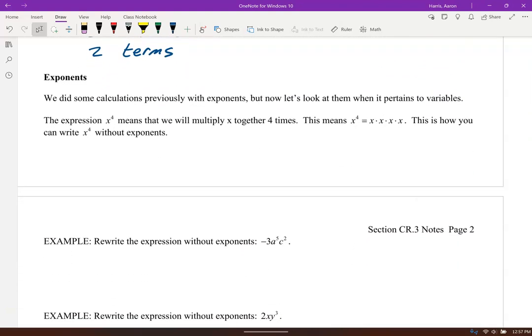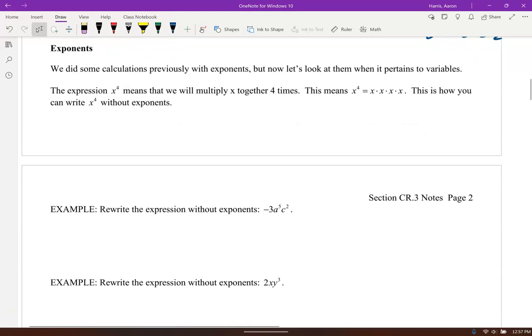All right, exponents. So last time we talked about what an exponent means. We did 2 to the third, which is 2 times 2 times 2, right? That was exponential notation for 2 times 2 times 2. We can do it with variables as well. X to the fourth just means there's 4 x's.